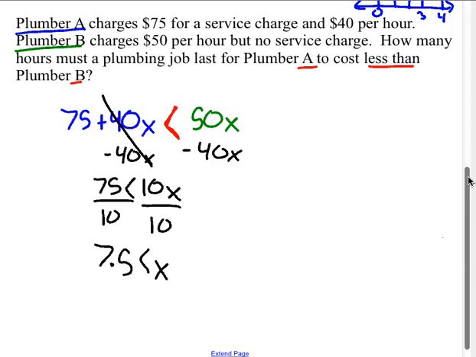Now again, usually it's easiest when the variable is on the left. But again, when I reverse it, I also have to reverse the direction of my inequality. So that gives me when x is greater than 7.5 hours. So if the job is more than 7.5 hours, if it's greater than 7.5, then you are going to want to go with plumber A.